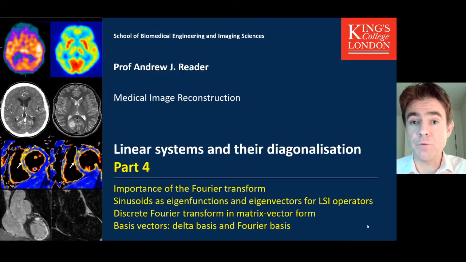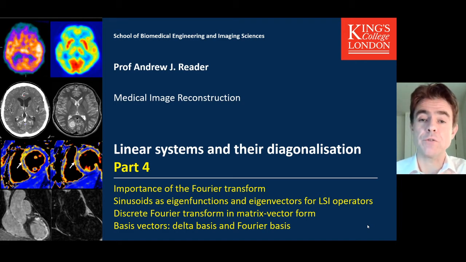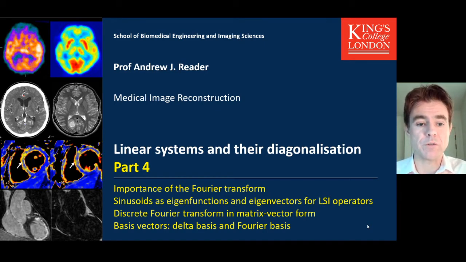This is part 4 of the lecture Linear Systems and their Diagonalization. Here we'll be looking at the importance of the Fourier transform because sinusoids are eigenfunctions or eigenvectors for convolution operators, for linear shift invariant operators. So we'll also look at the discrete Fourier transform in matrix vector form and consider delta and Fourier basis vectors or basis functions.